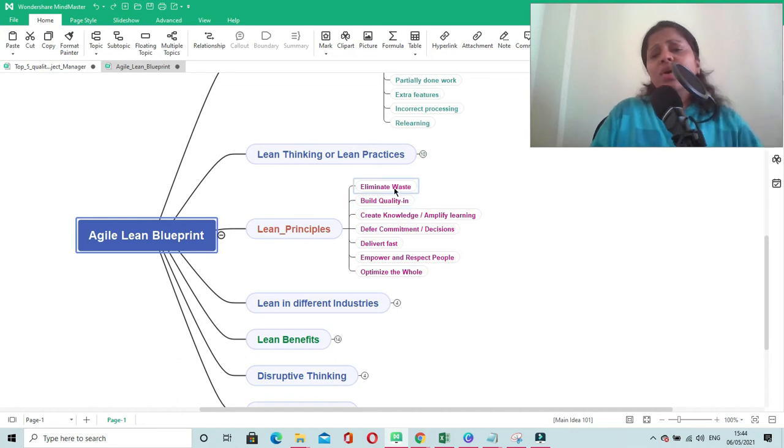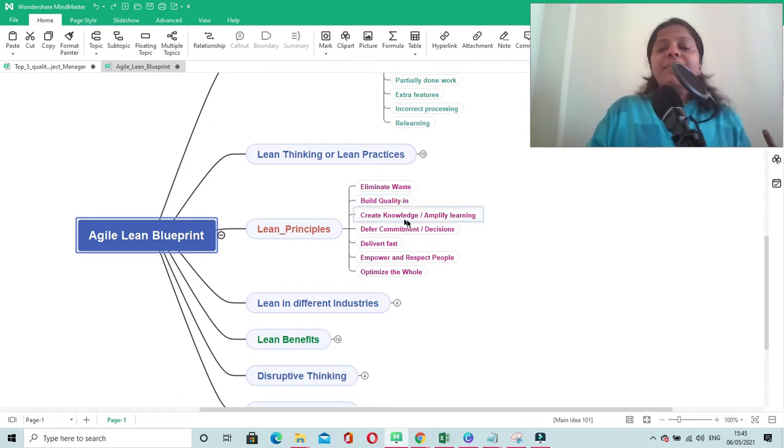And they may also think of creating some automated test cases the way we do in XP, extreme programming. So that is also one of the practices which you can implement so as to build quality in your product.